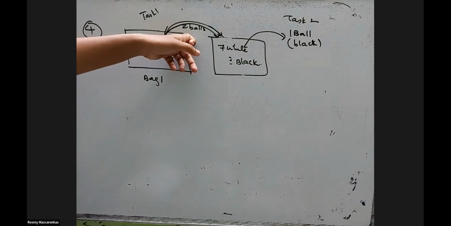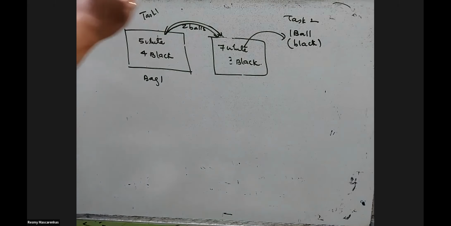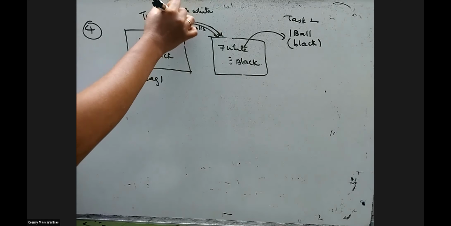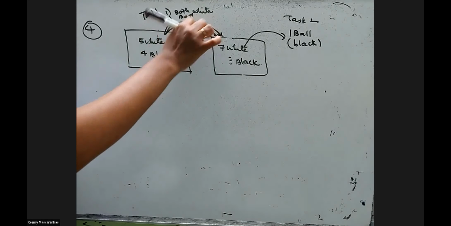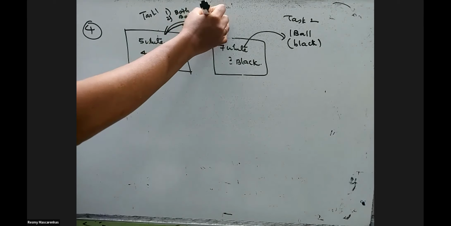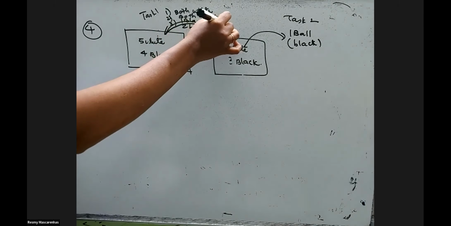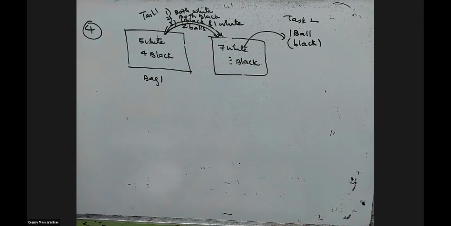Now there are 2 balls. Now there are 3 things which can happen. It could be both white, or both of these are black, or there's a third case, one black and one white. Now there are 3 options you have of transferring the 2 balls. You could transfer both white or both black, or the third case would be one black, one white. So there will be 3 events now, E1, E2 and E3.